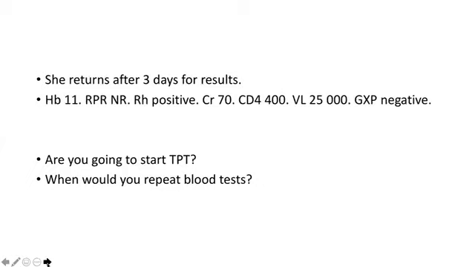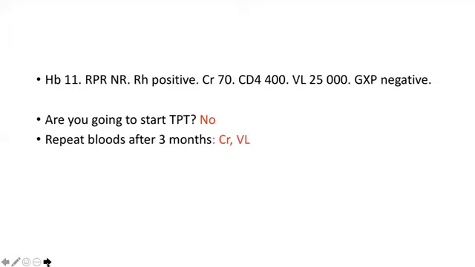Okay, so we've just spoken about the TPT story. So with a CD4 count of 400, 400 is greater than 350, so we would not initiate her on TPT, and we would only initiate her on TPT postpartum at 6 weeks. And then when are we going to repeat these blood tests? The guidelines say that we're going to repeat the blood after 3 months. Because we've initiated her on a tenofovir containing regimen, we would do a creatinine, and we would do a viral load after 3 months to make sure that the VL is suppressed. Okay, next slide, please.